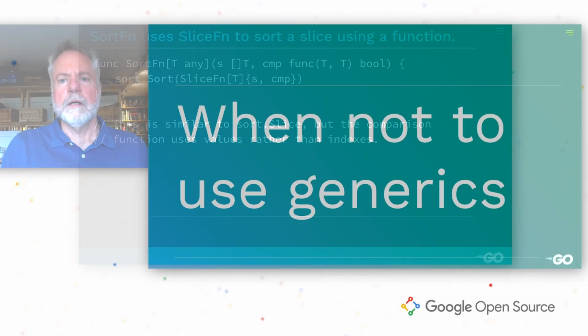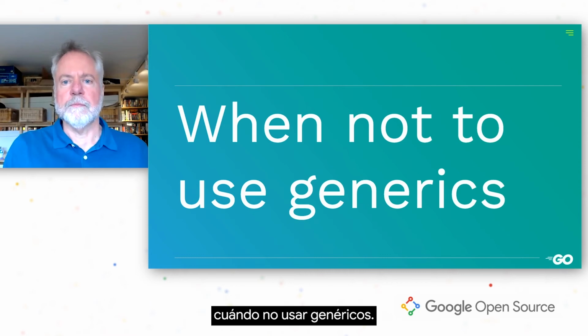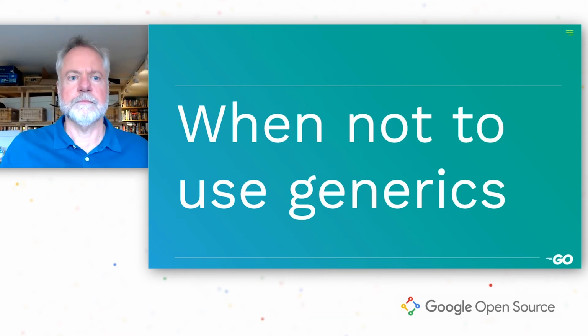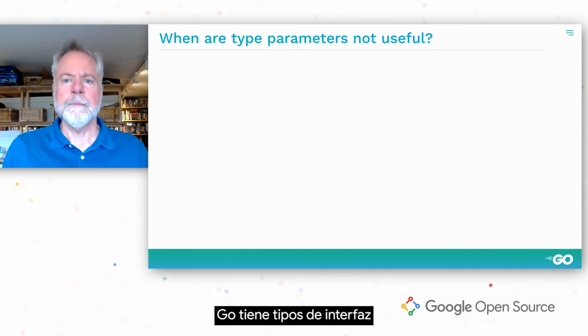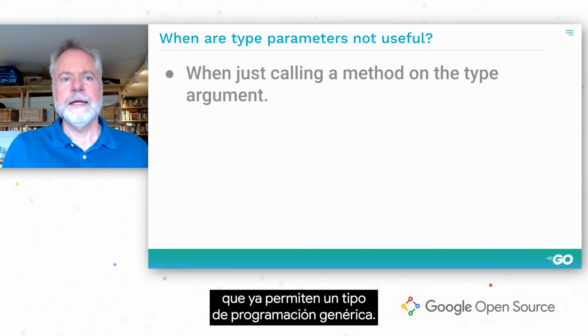It's reasonable to use type parameters when you need to implement methods that look the same for all the relevant types. Now let's talk about the other side of the question, when not to use generics. When are type parameters not a good idea? Well, Go has interface types. Interface types permit a kind of generic programming already.